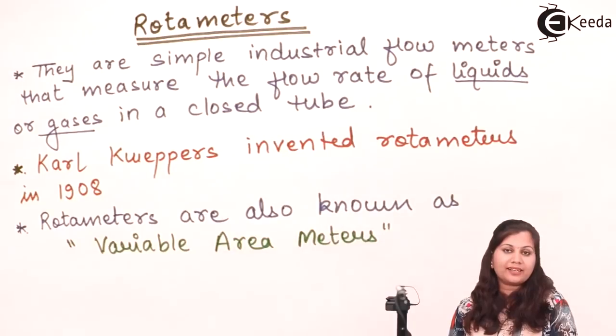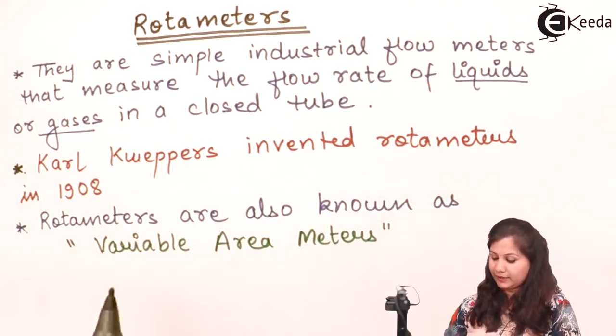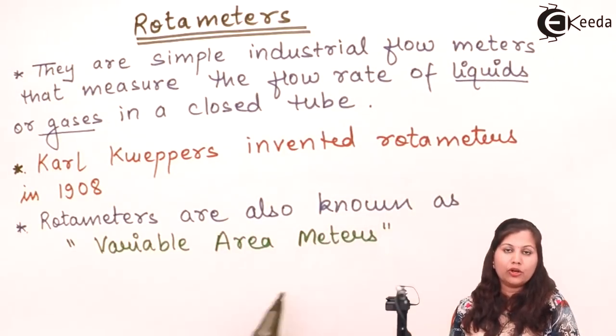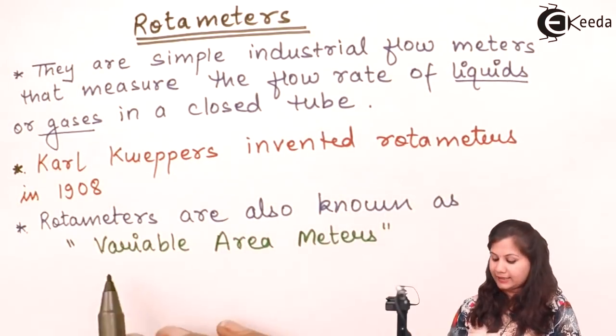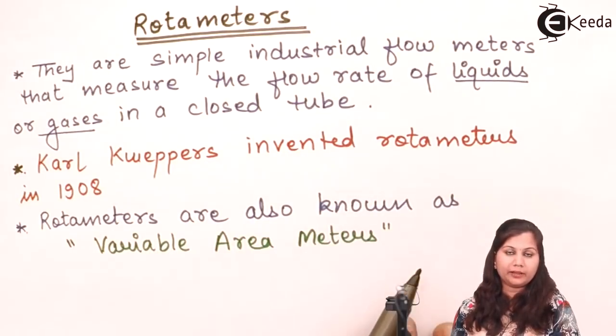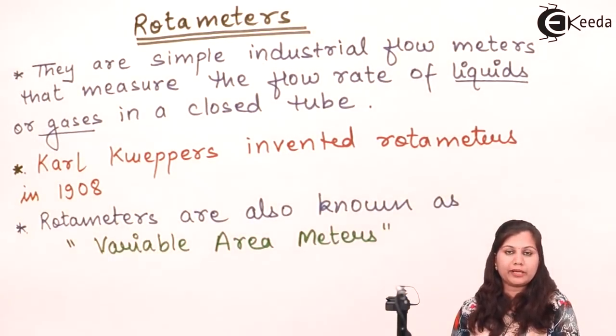Now the rotameters come under the category or class of devices which are known as variable area meters. So the rotameter is a type of variable area meter, where the flow rate is measured by measuring the change in the cross-sectional area of a tube. Because flow rate is measured indirectly, by measuring the change in the cross section, they are known as variable area meters.